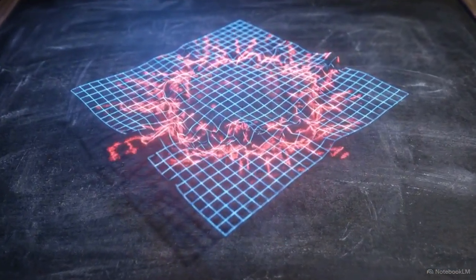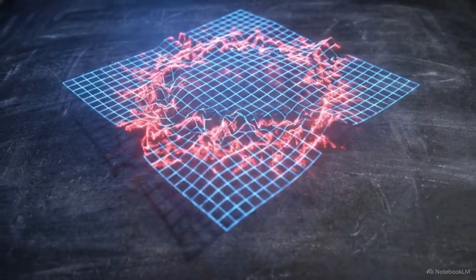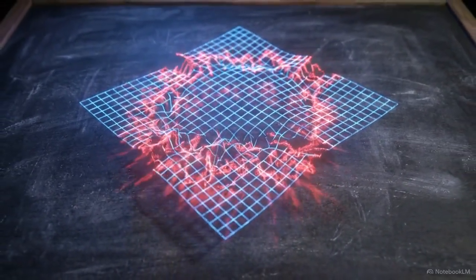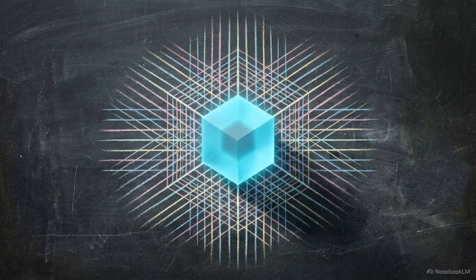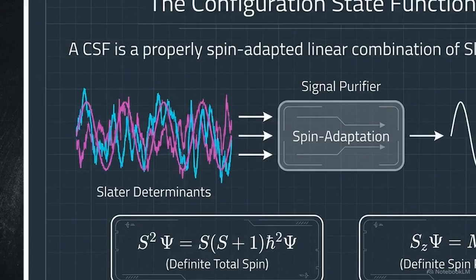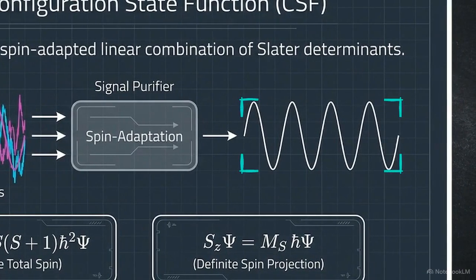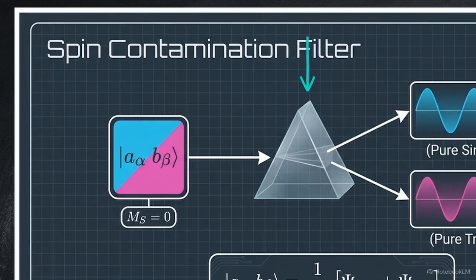Feeding them directly into a simulation injects severe spin contamination into the results. The mathematical solution to this contamination is the configuration state function, or CSF. This graphic demonstrates the CSF's primary function. A CSF is a spin-adapted linear combination of Slater determinants, designed specifically to filter out contamination and extract a clean state. This visual maps the filtering process.